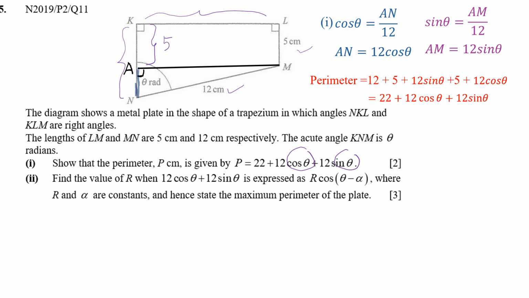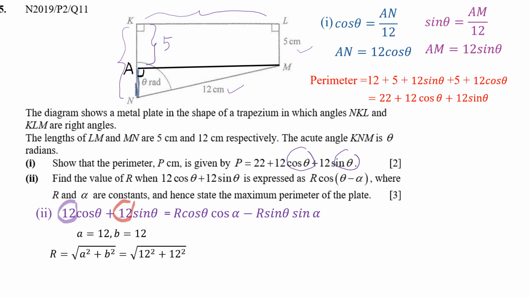Part 2 is linked to your R formula. Again, if you've forgotten the R formula, please revise. We're going to use the formula directly. Just write down the values of A and B. This is the value of A, which is 12. This one is the value of B, which is 12. So R is just square root of A squared plus B squared, and that gives you square root 288. You can write 288 as 2 times 144.